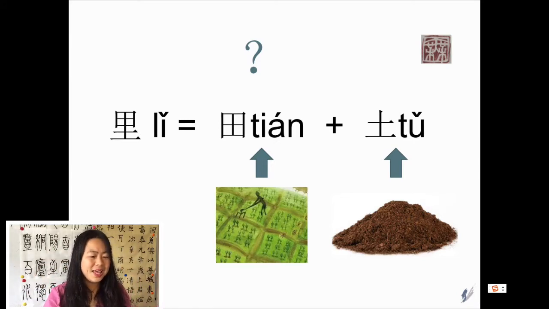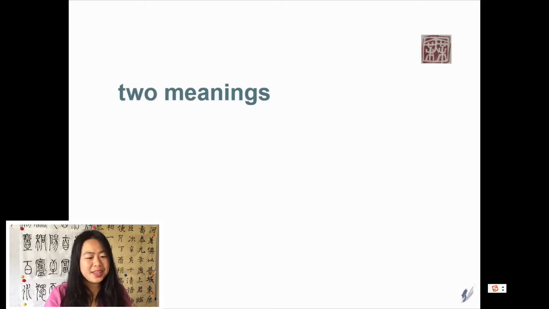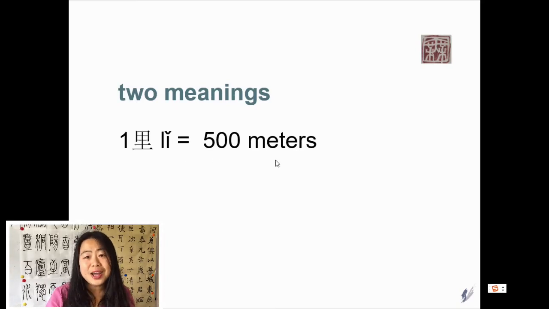Now we have two meanings. One meaning is Li, where 1 Li equals 500 meters. Why is that? Because our ancestors thought that 25 houses is 1 Li. So 25 houses is now about 500 meters. We use Li in our traditional scale system, and we still use it now. So that's one meaning. How about the second meaning?